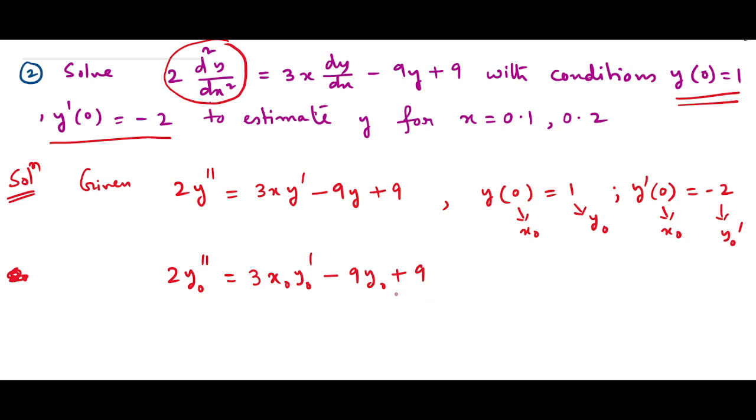So I think all the values are provided to us. You see here x naught is 0, so the first term will become 0. Then y naught. y naught is how much? Our y naught is 1. So this is minus 9 plus 9. So finally it will become 0. So dividing both sides by 2, y naught double dash will become 0.